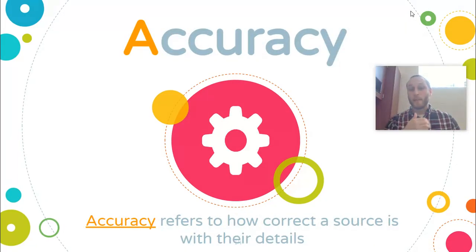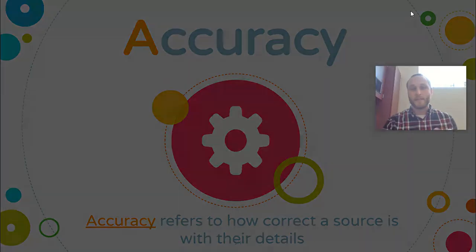Accuracy is probably the big one, though. We were trying to figure out if sources are accurate. Can we trust these sources? Accuracy refers to how correct a source is with their details. So if I'm looking at a source, I want to figure out, is this correct or is this not correct?